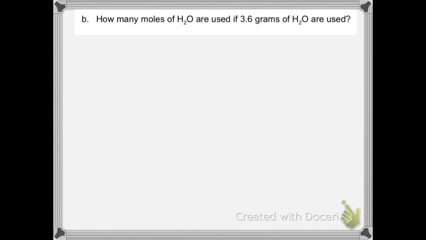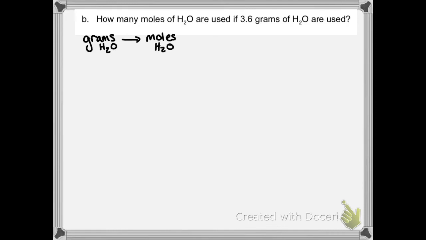So we've broken up that problem. We're not going to do all of it at once today. What we're going to do instead is we're going to do parts at a time. So if we look at that question, we're only doing part B, which means that we're only going to figure out how many moles of water are used if 3.6 grams of water were used. In order to do that, we are going to use our 3.6 grams of water, and we're going to try and figure out how to get to moles of water.